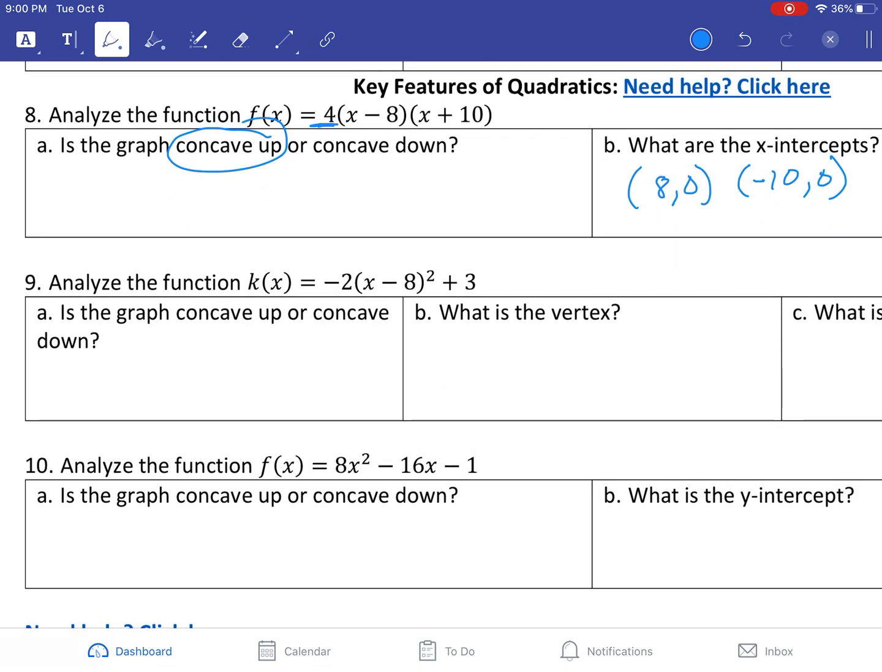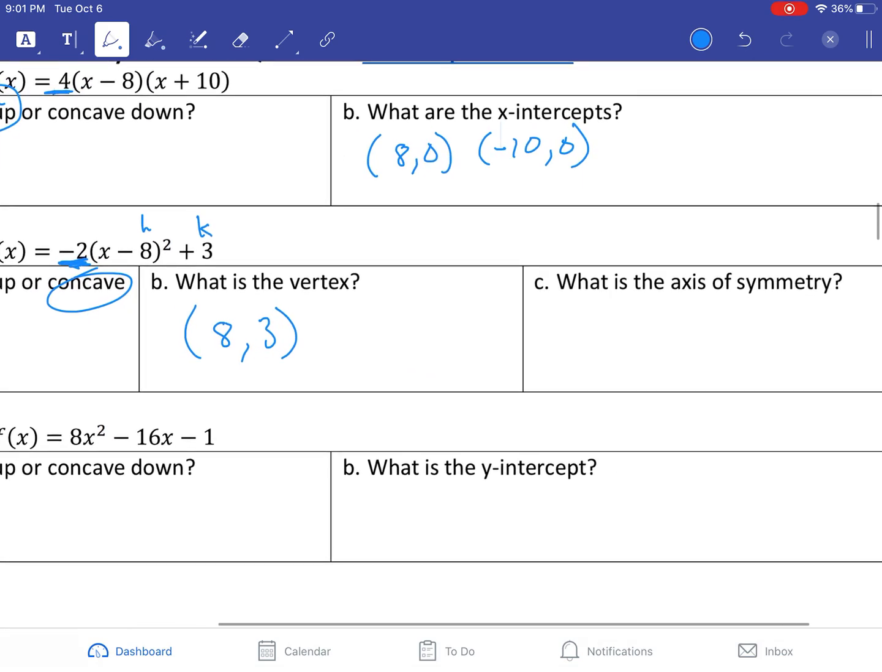Number 9, is the graph concave up or down? So we look at the number out in front. It's negative, so this is going to be down. What is the vertex? We're looking for h comma k. The h comes out, it changes sign, so it becomes positive 8 and then 3. So again, the vertex is a point. We're going to write it as a point. And lastly, what is the axis of symmetry? It's going to be an x equals equation. It's going to be the same number as the x value of your vertex, or your h value. So x equals 8.